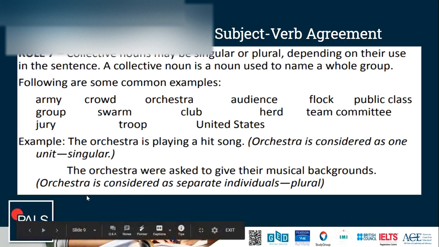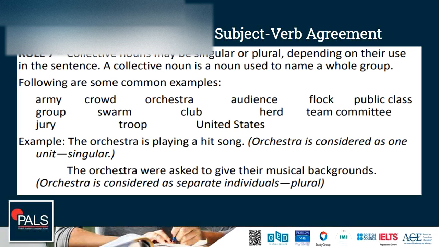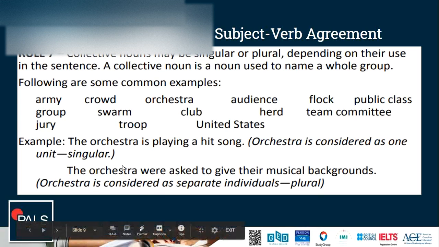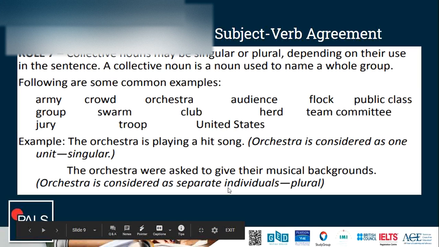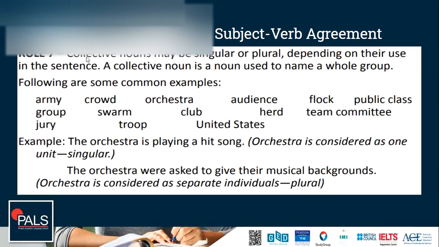But there are some exceptions, like, the orchestra were asked to give their musical backgrounds. If we're talking about the individual members of the orchestra, then we use a plural verb, because not all people in the orchestra have the same musical backgrounds. They have different ones. Okay, so here's what you have to remember. Try to read the sentence and take into consideration the context, because not all of the time are collective nouns considered singular. Okay?